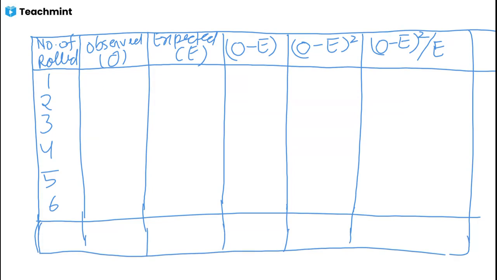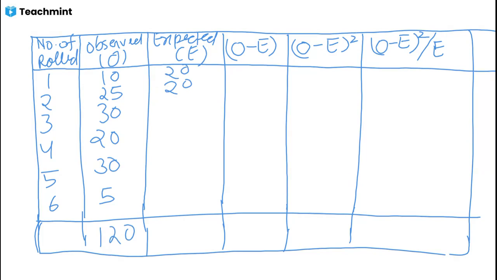So observed we have 10, 25, 30, 20, and again 30 and 5, and the sum is 120, and expected here 20, 20, again 20, 20.